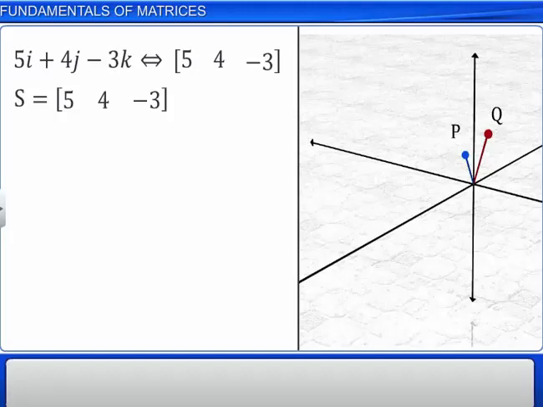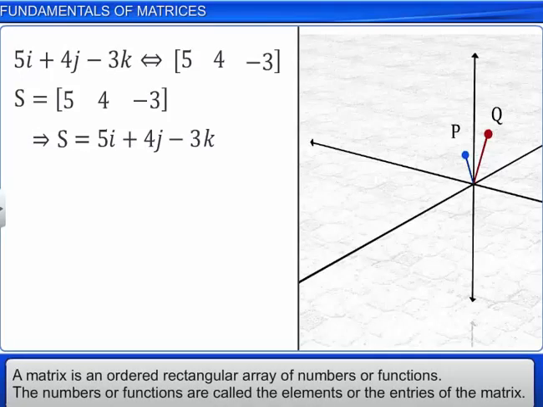Suppose a vector S is given in matrix form as shown. In the vector's context, we represent the vector as shown. A matrix is an ordered rectangular array of numbers or functions. The numbers or functions are called the elements or the entries of the matrix.